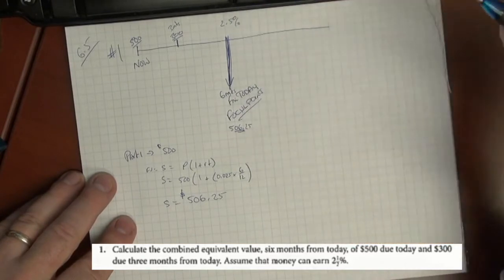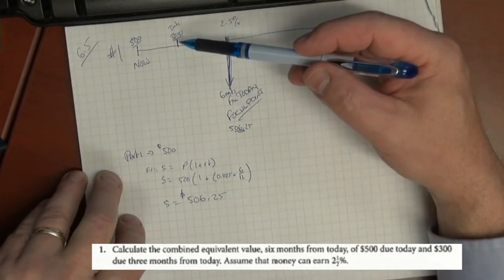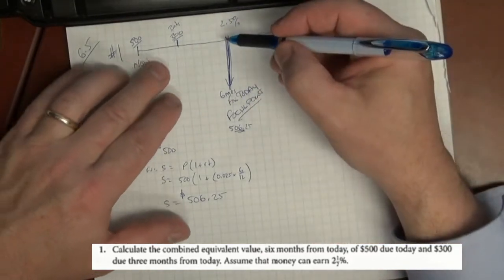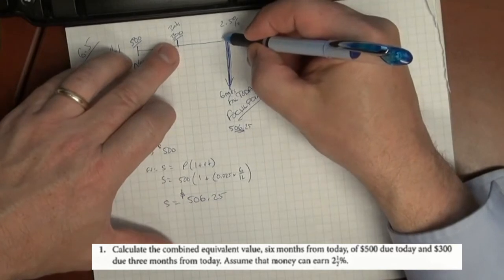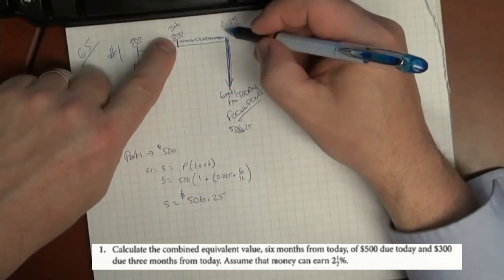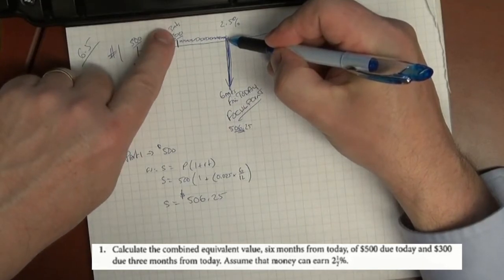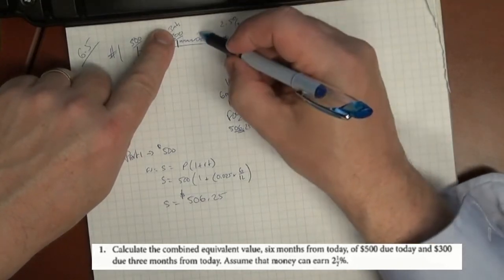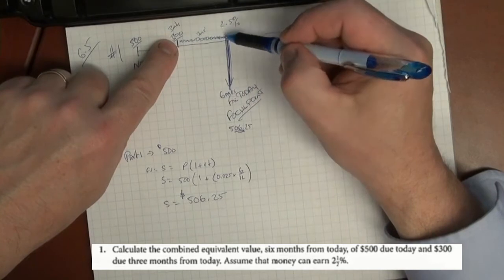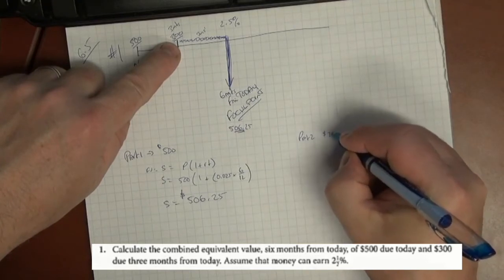So that's part 1. Part 2 says we take $300 and it goes in 3 months' time. Everything is relative to the focal point, so we need to say how much time is between when we put it in and the focal point. The focal point is 6 months. The date we do it is 3 months. So there's 3 months. What is the value of that on the focal point? So part 2 is the $300.